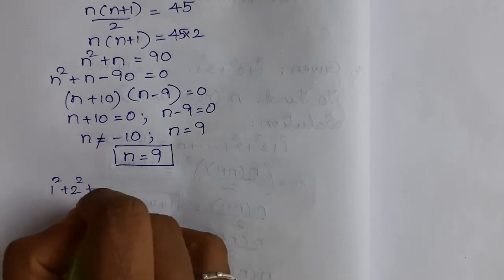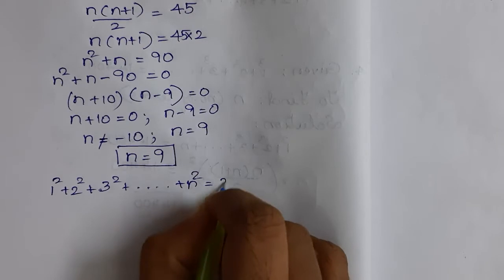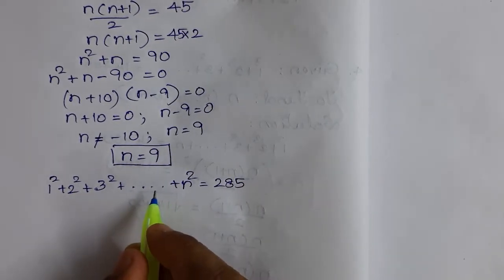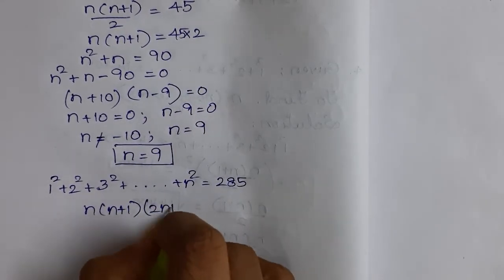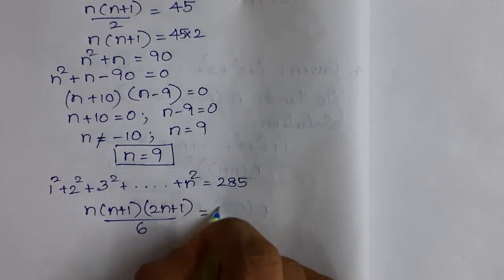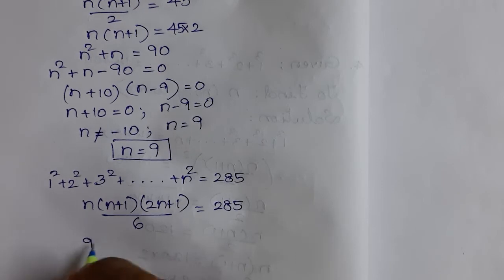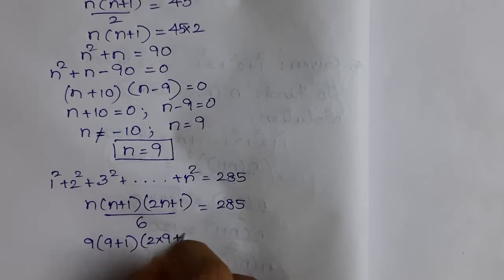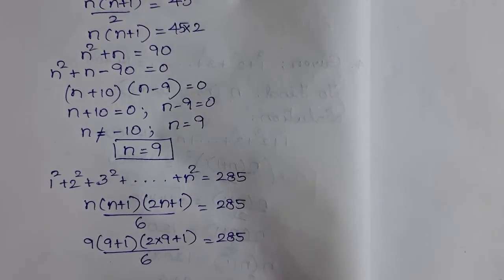So they have given you that 1 squared plus 2 squared plus 3 squared plus etc. plus n squared is equal to 285, where we know that the formula for the sum of squares of n numbers is n into n plus 1 into 2n plus 1 divided by 6 is equal to 285. Here I am going to substitute the value of n. So 9 into 9 plus 1 into 2 into 9 plus 1 divided by 6 is equal to 285.